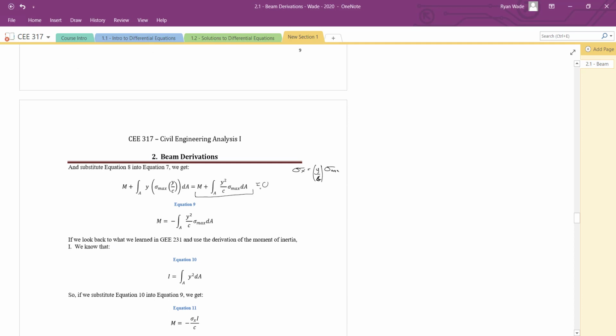I didn't write that. Right, so now I've got it as a function of our stress, which is going to be a constant. This is a constant because the cross-sectional area doesn't change. So now all we have is a variance of our y squared as a function of our area. So this is the equation that I end up with. I rearranged it and just isolated the moment.